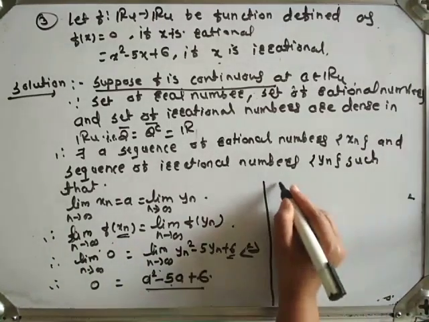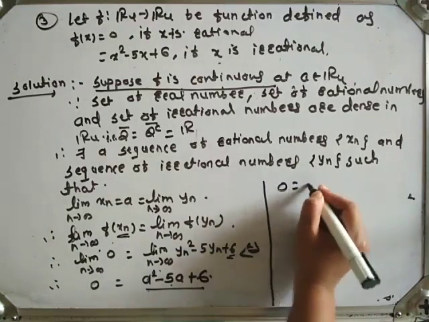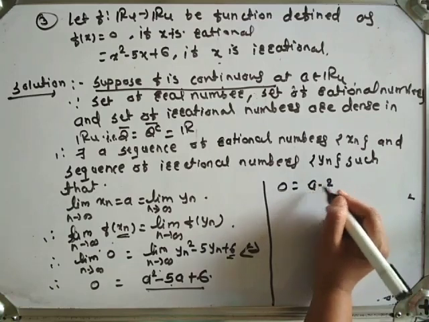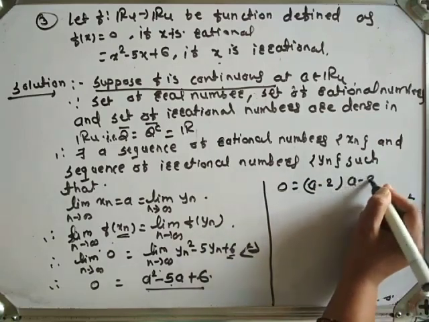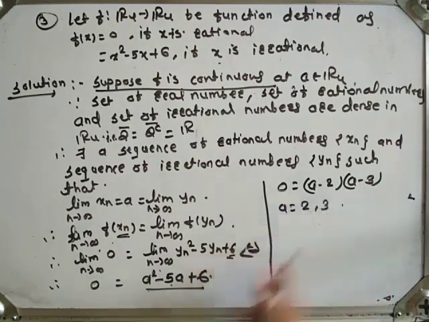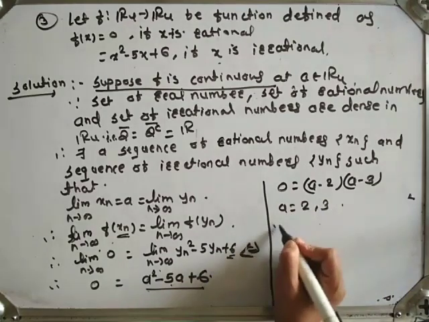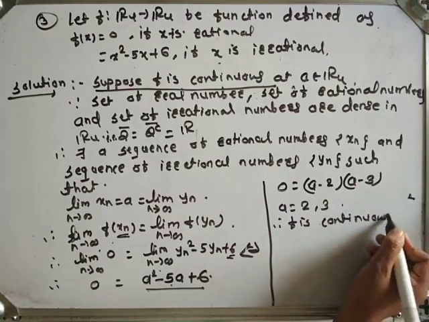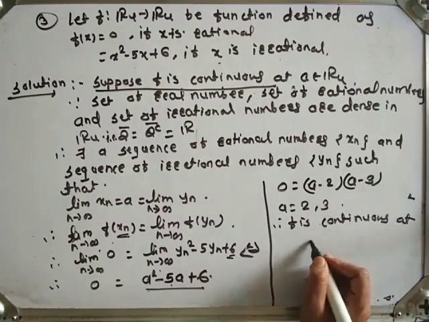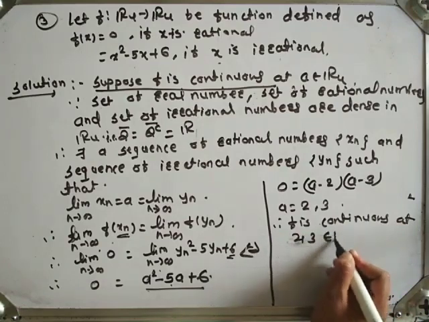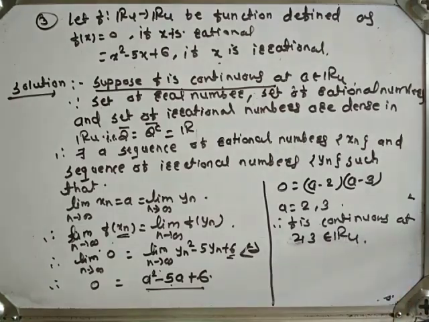Factoring this, 0 is equal to a minus 2 times a minus 3. Okay, so we will get a is equal to 2 and a is equal to 3. Therefore f is continuous at a equal to 2, 3 belonging to R.